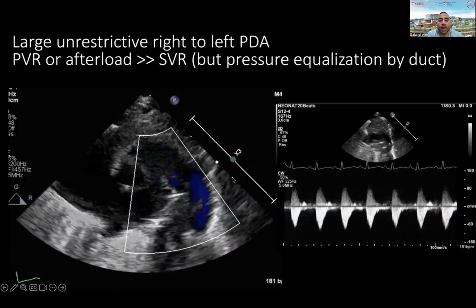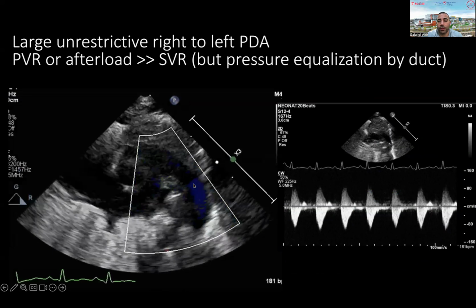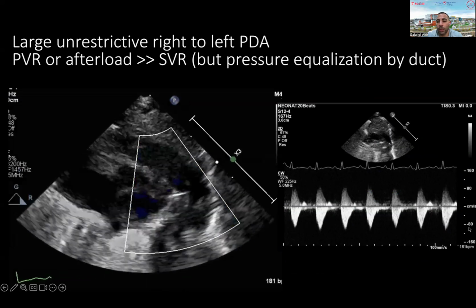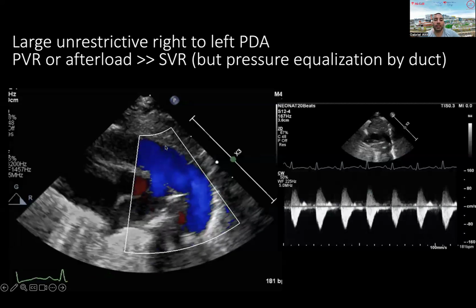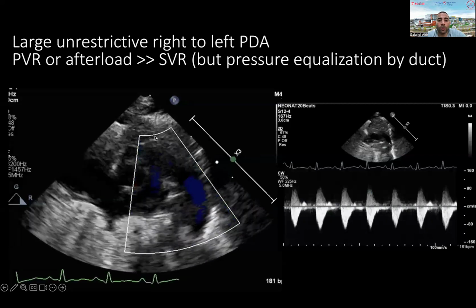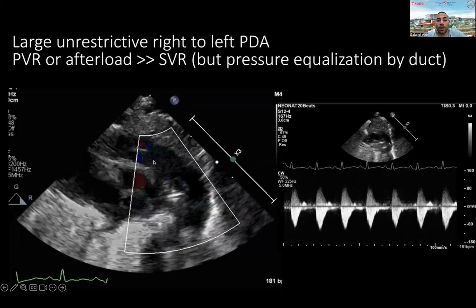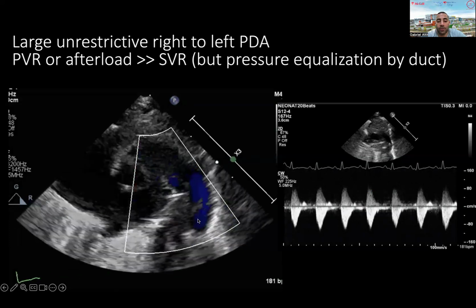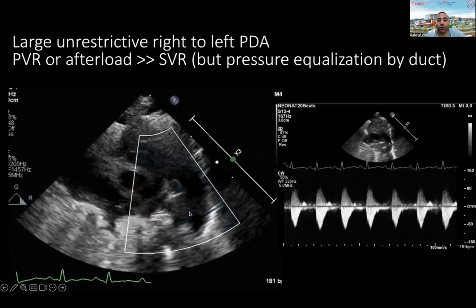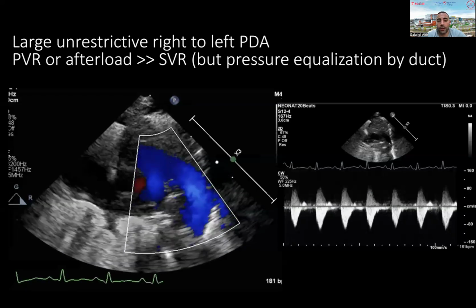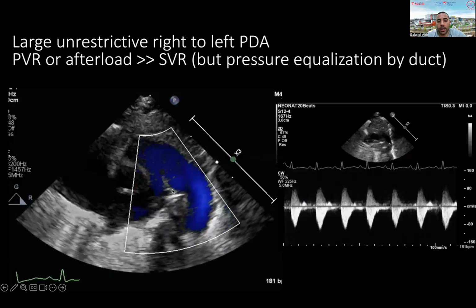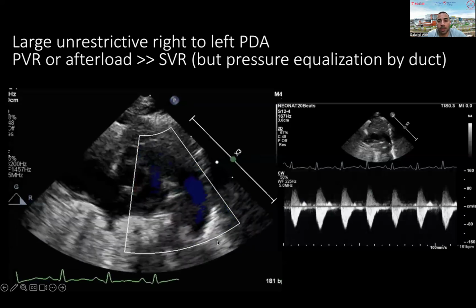This is a very large duct that's unrestricted. You can see that there's very low velocities here, less than 1 meter per second, but it's completely right to left. So this tells me that the PVR is likely higher than the SVR, but probably the PA pressure is now the same as the aortic pressure just because this duct is unrestricted and transmits pressure from one compartment to another.